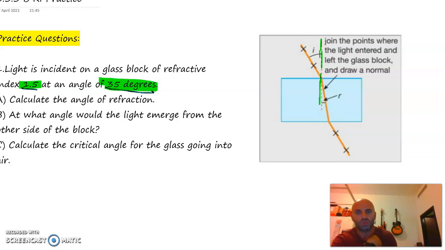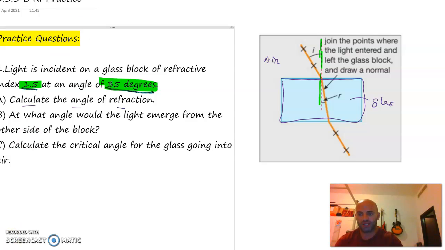I think it's always worth sketching a picture. It takes like 2 seconds to do it. If you sketch a little picture of medium 1 and medium 2, out here we've got air and here we've got the glass, okay? And it's always worth having a little picture. So question A, calculate the angle of refraction. So let's try that now.